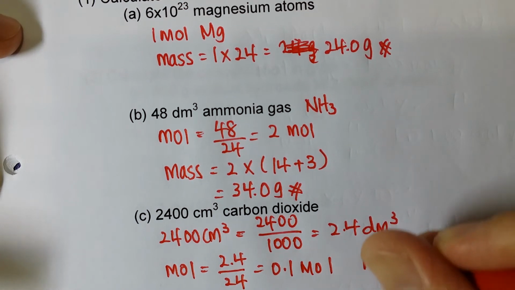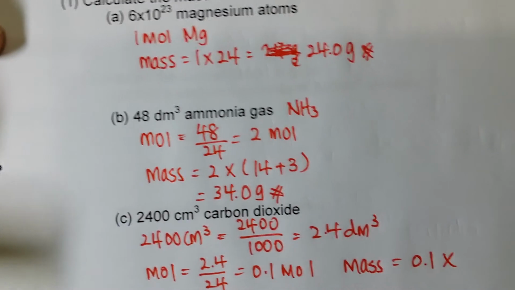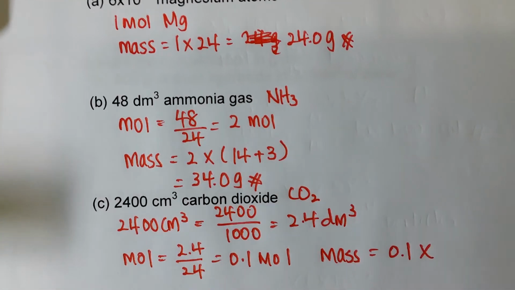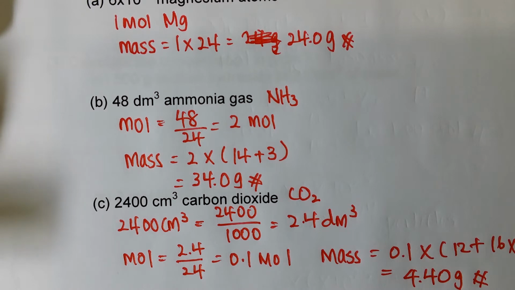Then after that, find out the mass. The mass is number of mole times the Mr. Carbon dioxide is CO2. So it is 12 plus 16 times 2, which is actually 44, and that will give you 4.40 gram, 3 SF.